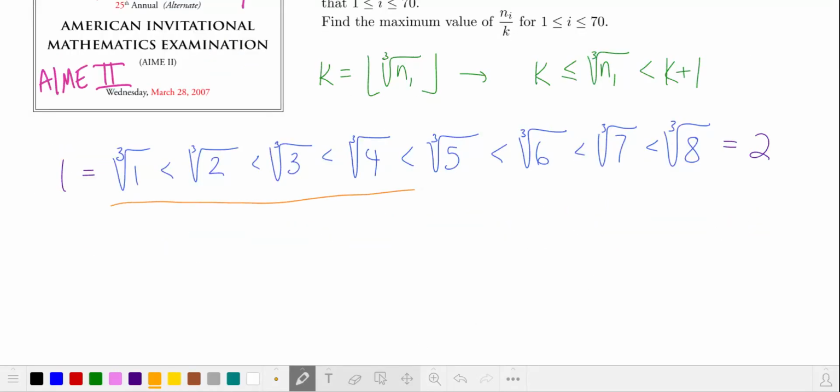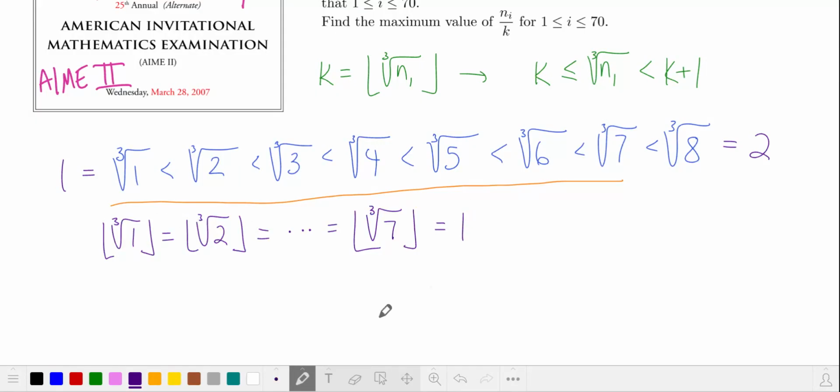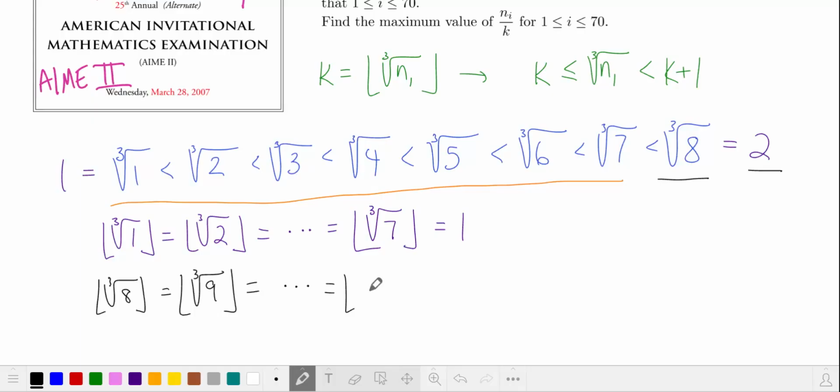All of these numbers to the left, all the way up to the cube root of 7, the floor of all of these expressions, these are all going to be equal to 1. The floor of the cube root of 8 is going to be equal to 2. That's also going to be true for the floors of the cube roots of 9 and the other consecutive integers up to, but not including, the next perfect cube. That goes up to the cube root of 26, because we have that the cube root of 27 is 3. So that's going to be the same as the floor of the cube root of 27.